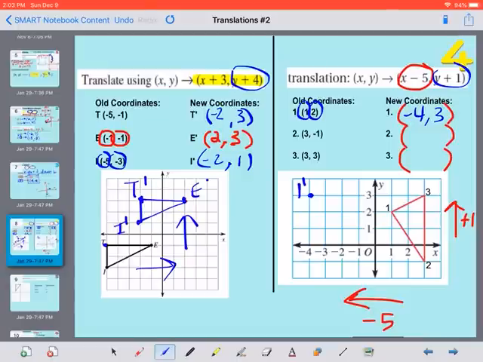Then point 2, which is down here. From 3, negative 1, from 3 we're going negative 5 to the left. 3 minus 5 is negative 2. And then negative 1 plus 1 is 0. So negative 2, 0. That's point 2, 2 prime. And then our third point, 3. 3 minus 5 is negative 2. And then 3 plus 1 is 4. Negative 2, up 4. That is 3 prime.